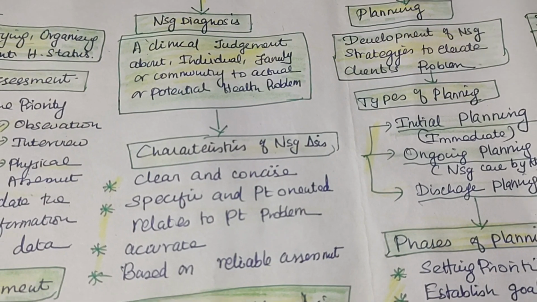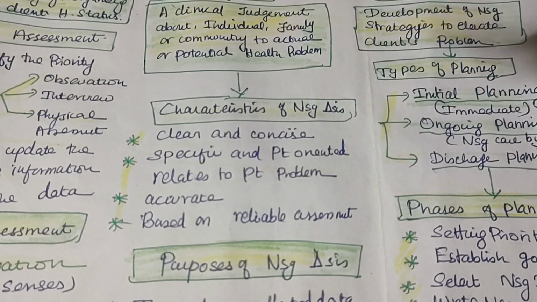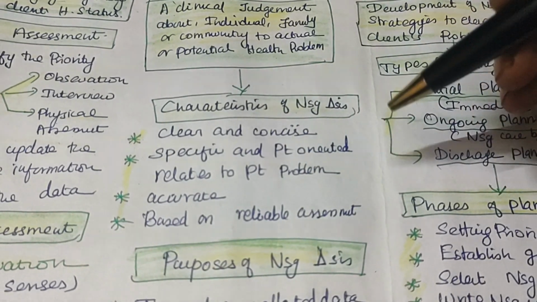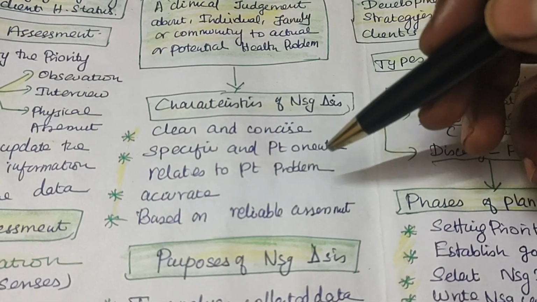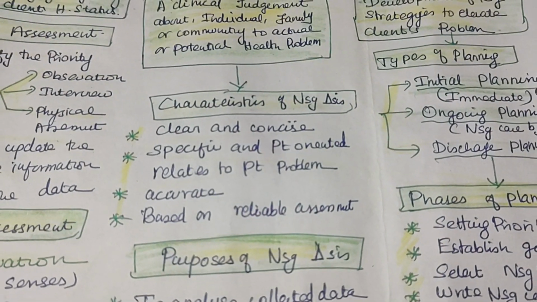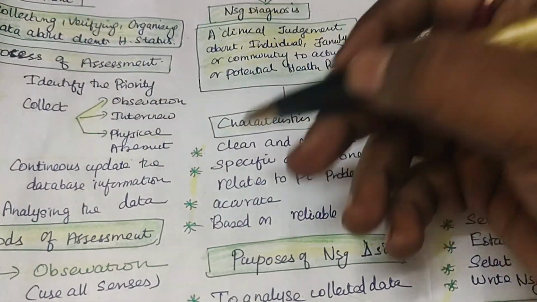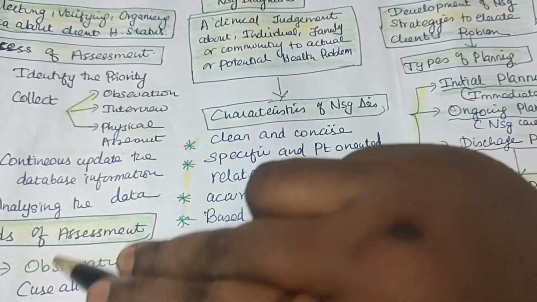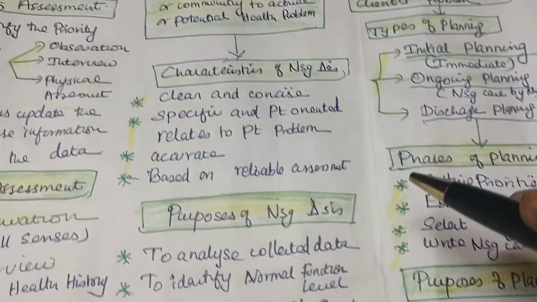What are the characteristics of nursing diagnosis? Nursing diagnosis should be clear and concise, specific and patient oriented. It is related to the patient problem. It should be accurate. It is based on reliable assessment. How is the assessment reliable? You correlate the subjective data and objective data, all these assessments should be correlated with each other.